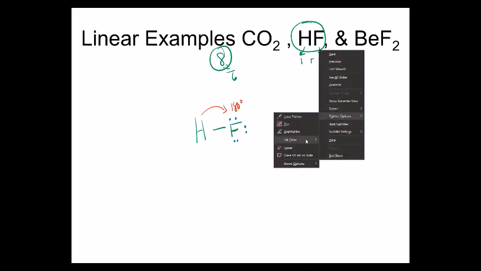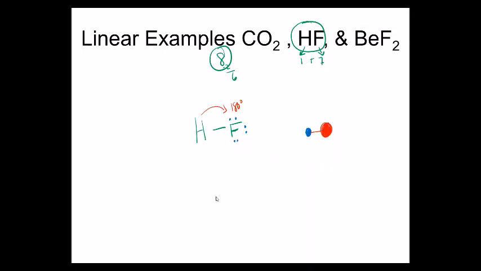Now we need to look for polarity. What do we got going on here in terms of polarity? Dipole moment. Towards the F, good. Going this way. Exactly right, dipole moment. F is way higher, more electronegative, yes. So we do have a definite side that's partial positive, the H side, and the F side's partial negative. So this is polar, a polar molecule.